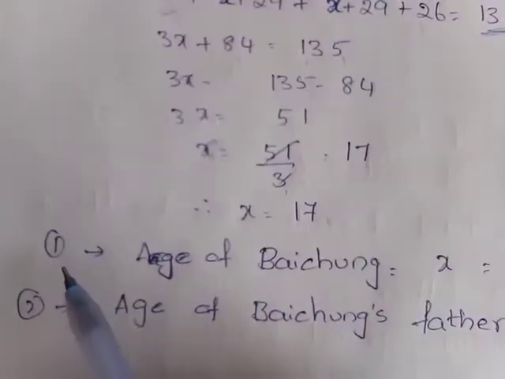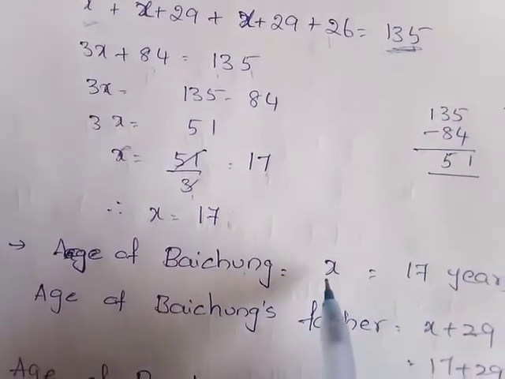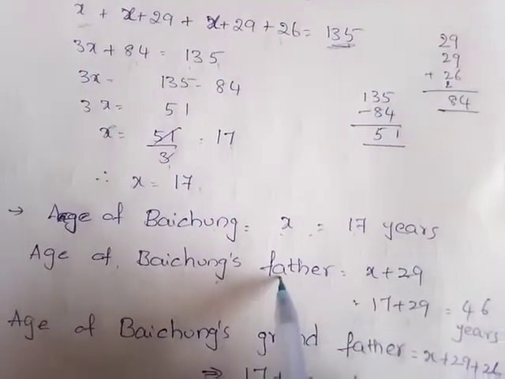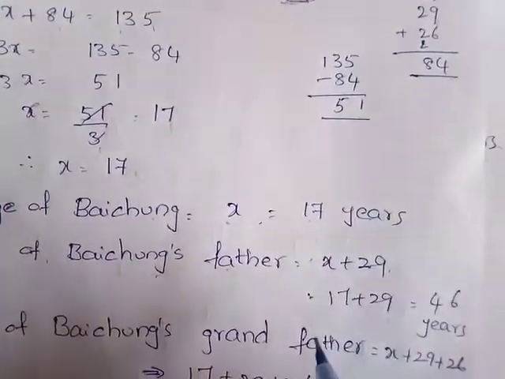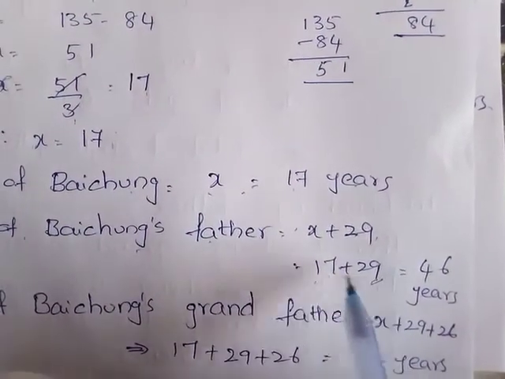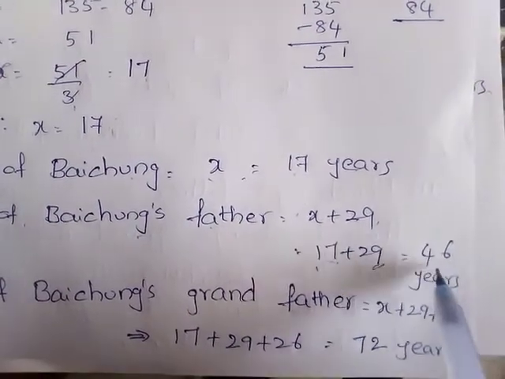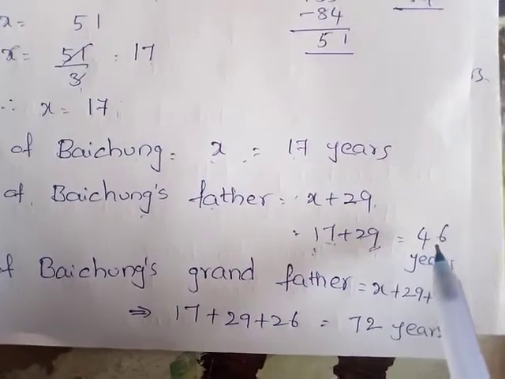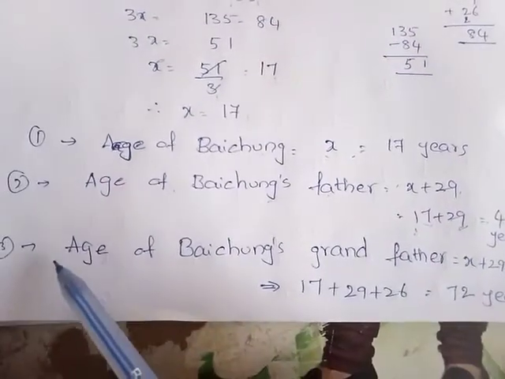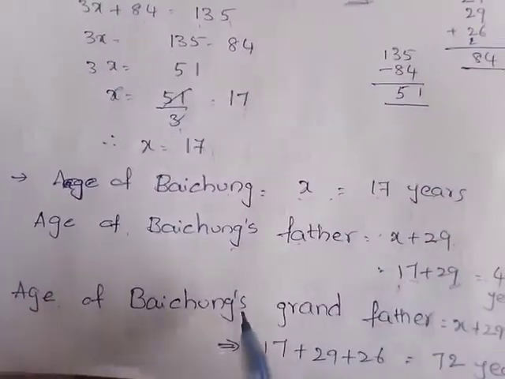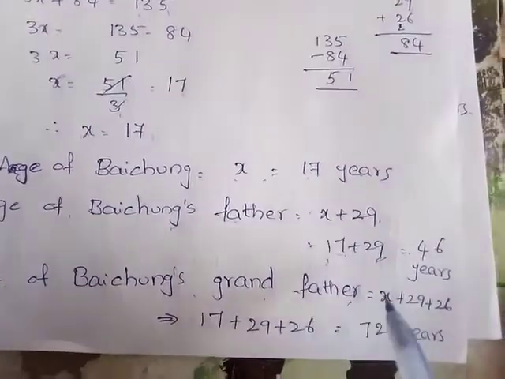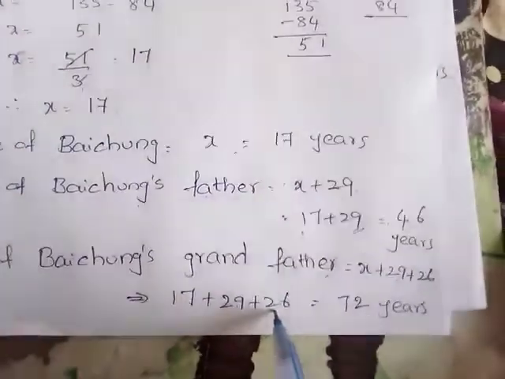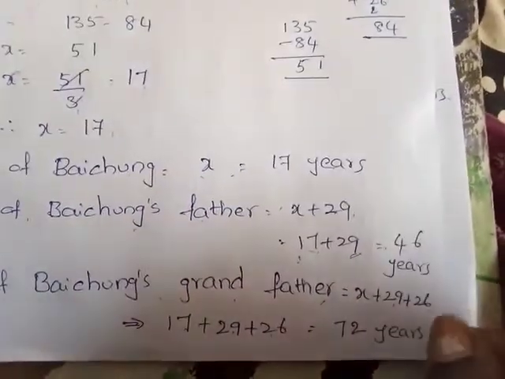What is x? First one, the age of Baicheng is equal to x is equal to 17 years. What is the second one? The age of Baicheng's father is equal to x plus 29, that is equal to 17 plus 29. Here 9 plus 7, 16, 1, 6, 2 plus 1, 3, here plus 1, 4. That is, Baicheng's father's age is equal to 46 years. Next come to the third equation. Age of Baicheng's grandfather is equal to x plus 29 plus 26. That is equal to 17 plus 29 plus 26. That is equal to 72 years.